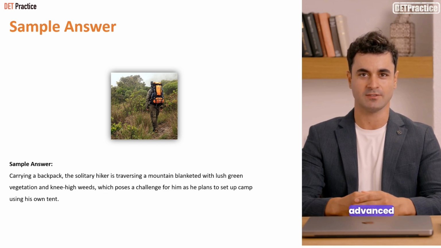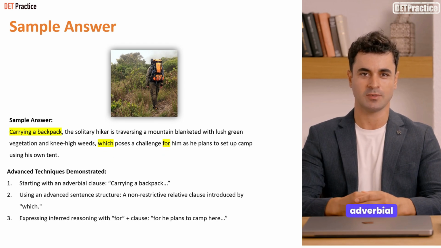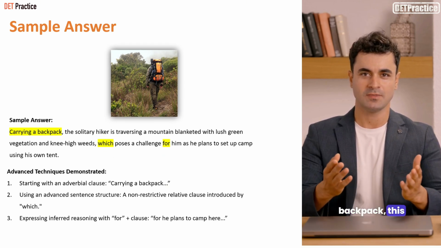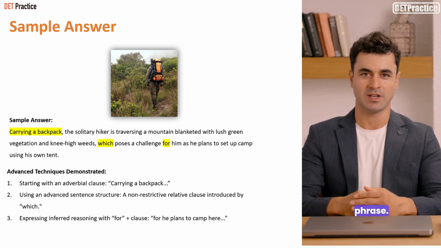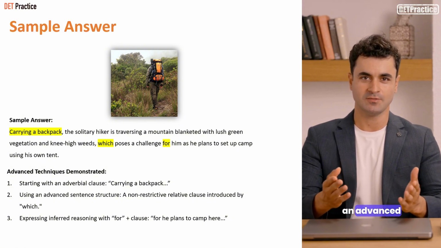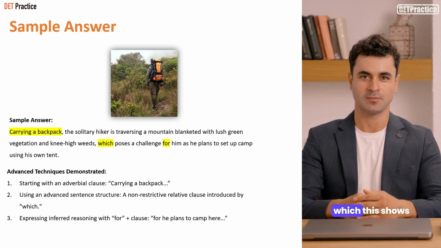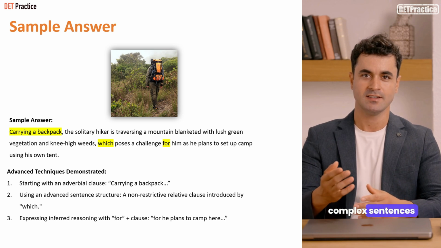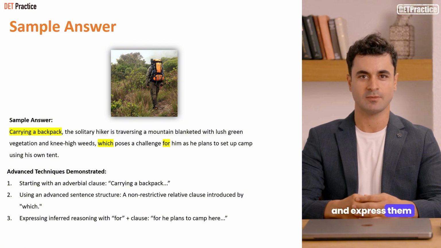Now, let's break down the advanced techniques demonstrated in this response. Technique 1. Starting with an adverbial clause. Carrying a backpack. This immediately shows sophisticated sentence structure by beginning with a participial phrase. Technique 2. Using an advanced sentence structure with a non-restrictive relative clause introduced by which. This shows you can construct complex sentences that flow naturally. Technique 3. Expressing inferred reasoning with for plus clause. For he plans to camp here. This demonstrates your ability to make logical inferences and express them grammatically.